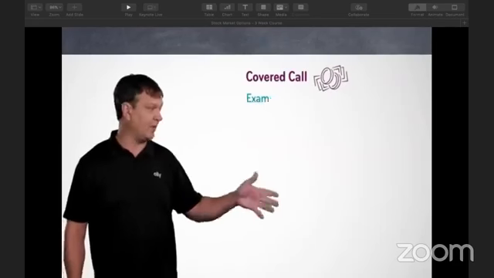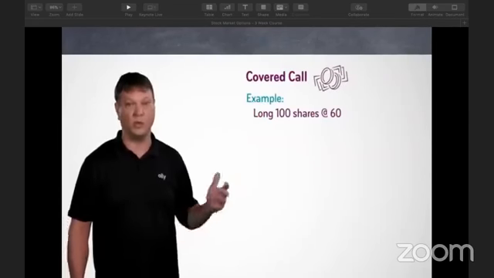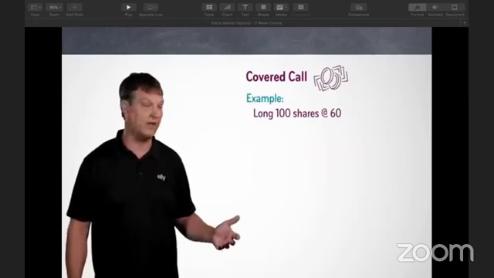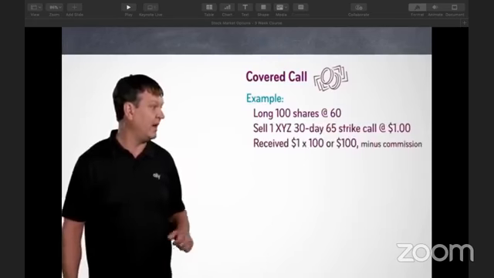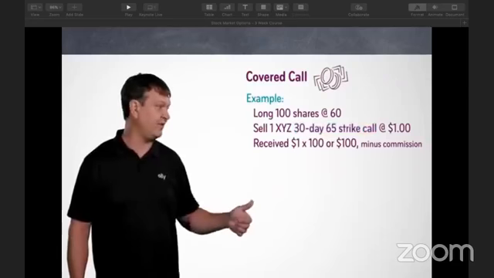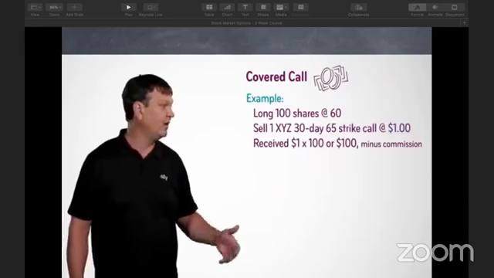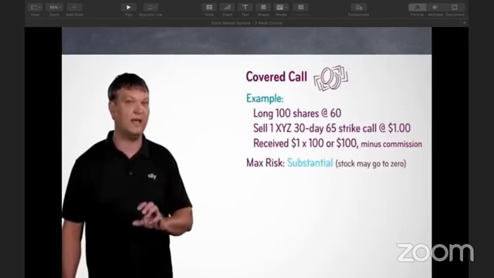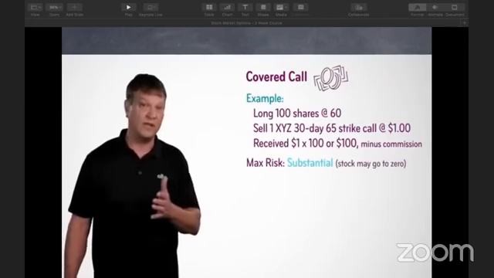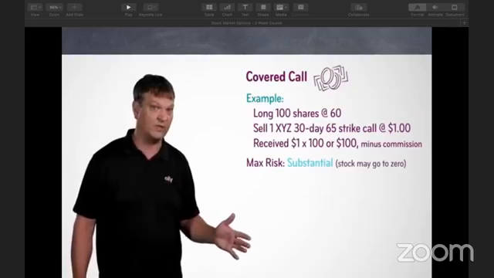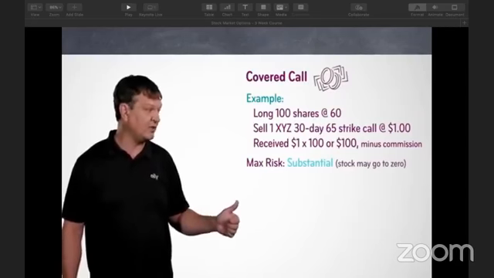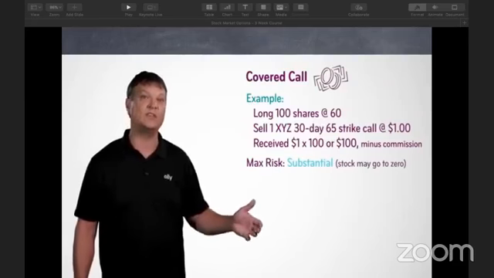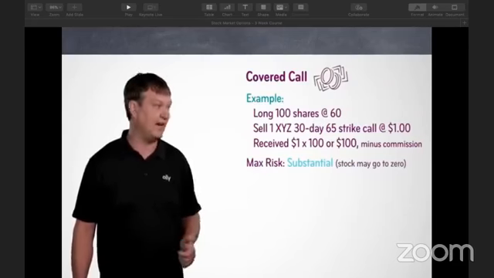So in our example, we're long 100 shares. We're bullish on the stock. We think the stock could go up to 65. We wouldn't mind selling it if it made it all the way there. The XYZ 30-day 65 strike call is trading for $1. We sell that. Our max risk is still substantial in that we own the stock. So we still have a lot of downside risk of owning the stock. But the option contract actually increases our profitability if the stock goes up to 65.